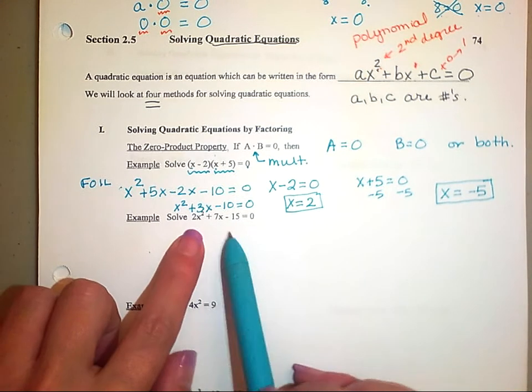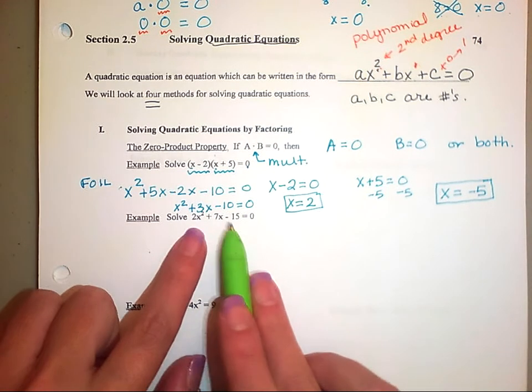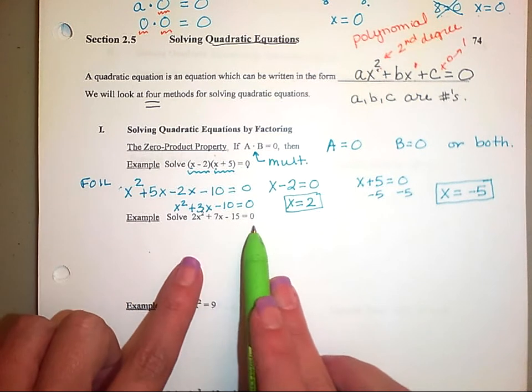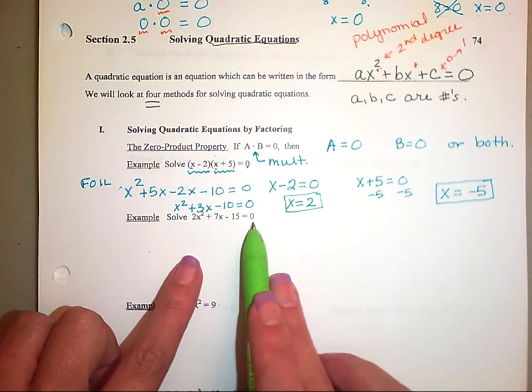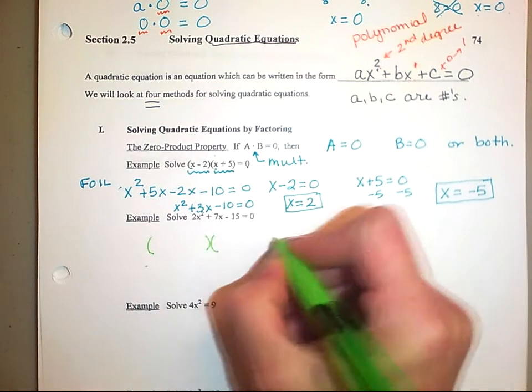So let's see if we can apply that to this next quadratic. 2x squared plus 7x minus 15 equals 0. Okay? It's already equal to 0, so we have no other work to do. Let's see if we can factor this.